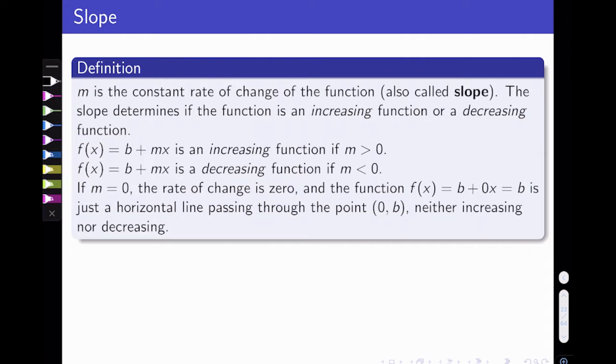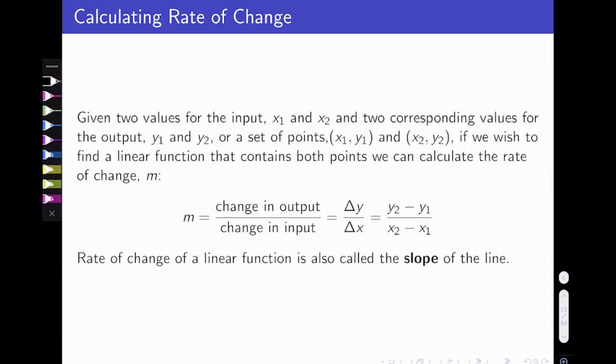The slope determines if the function is an increasing function or a decreasing function. If m is positive, then the function is going to be increasing, and if m is negative, it's going to be decreasing. If m equals 0, the rate of change is 0, and the function is just a horizontal line passing through the point that's the y-intercept, 0, comma b. It'll be neither increasing nor decreasing.